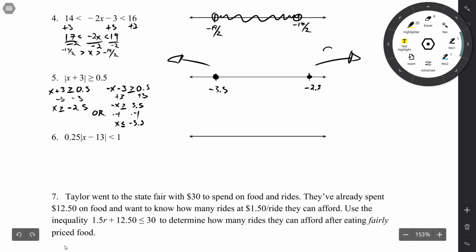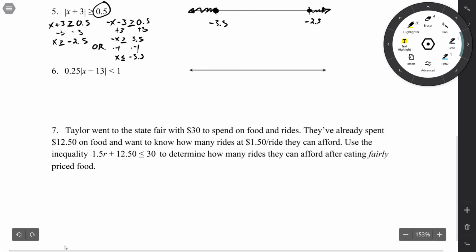Out to positive infinity and out to negative infinity, because we're looking for something that's bigger than, and as this gets negative or positive, it's going to get bigger and bigger and bigger regardless. So we'll go out this way and we'll go out this way. Perfect.